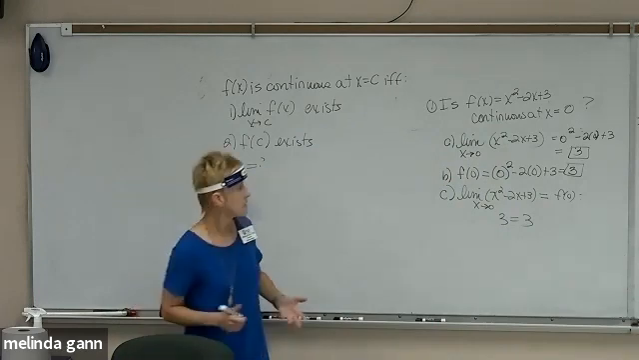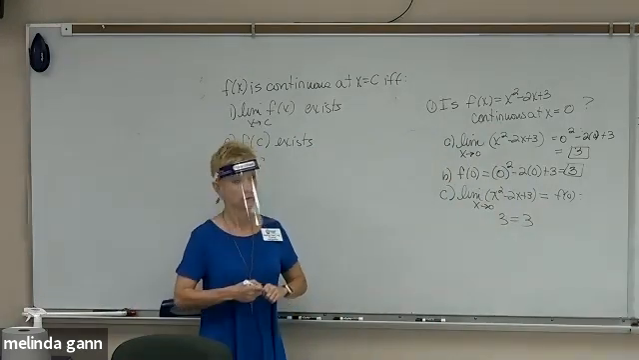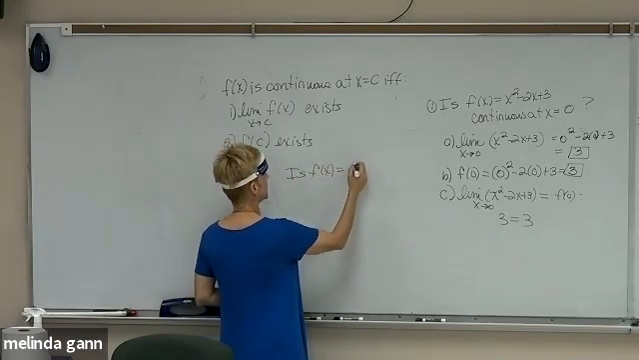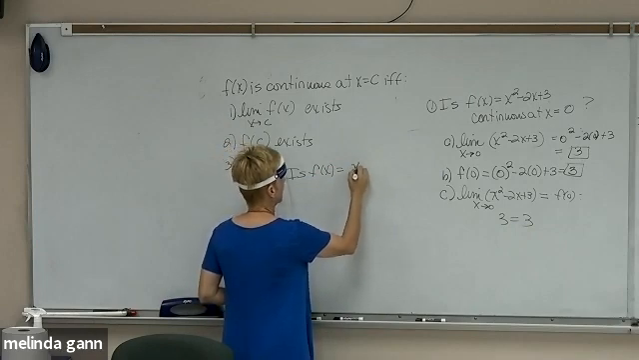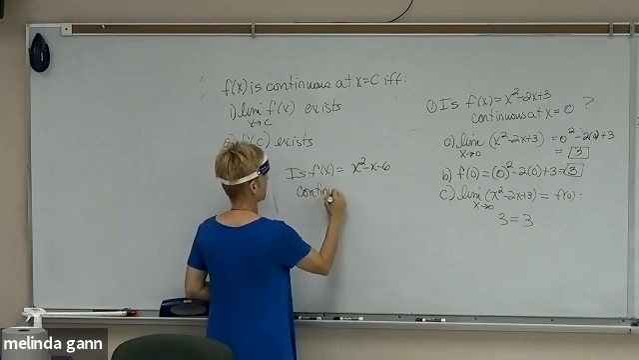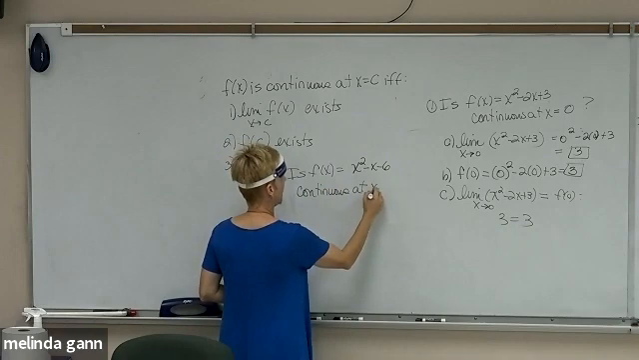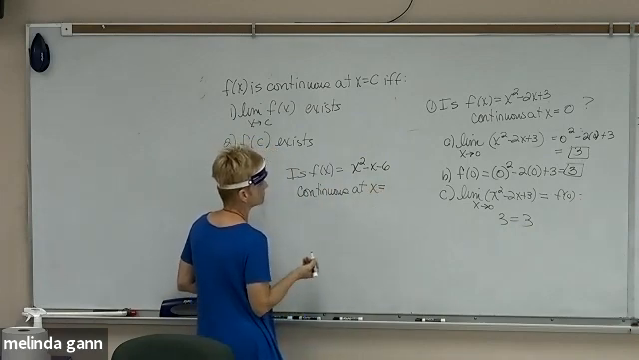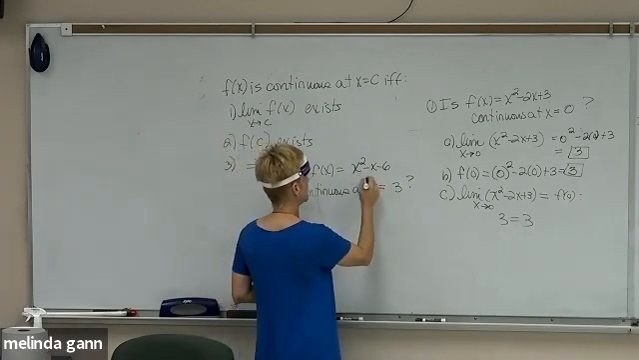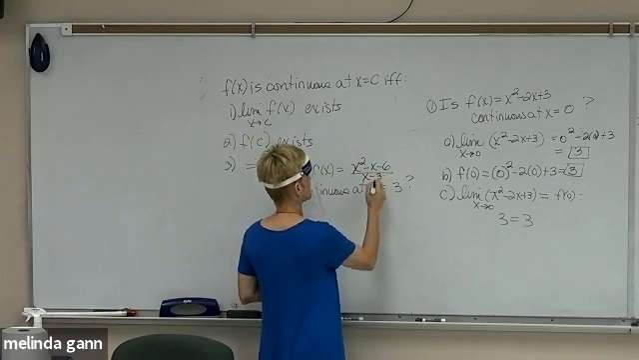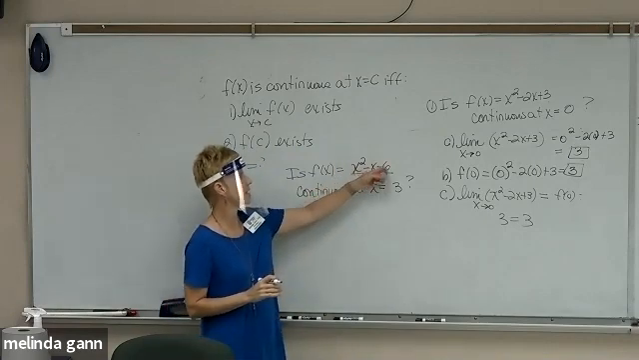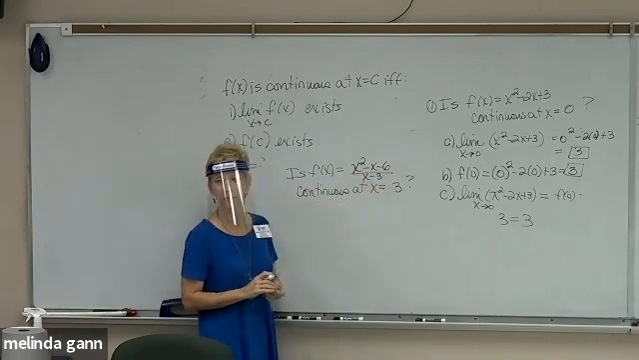All right. Now, sometimes it's not as straightforward. Sometimes it'll be something like this. Is f of x equal to x squared minus x minus 6 continuous at x equals 3? Let's do it this way. Let's put it over x minus 3. Is f of x equal to x squared minus x minus 6 over x minus 3 continuous at 3?